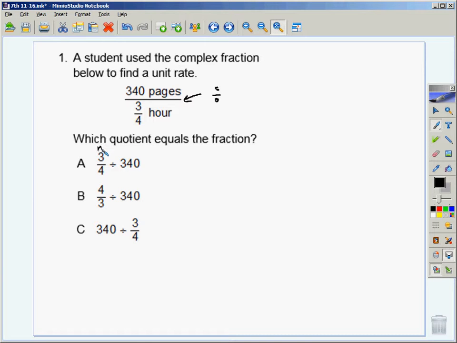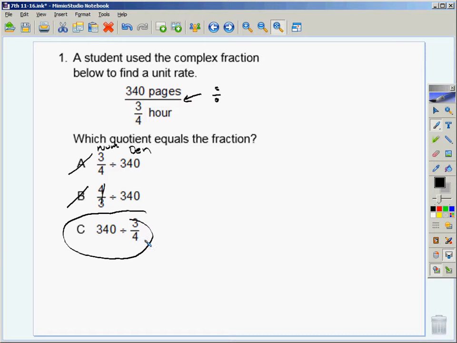This would be the numerator. This would be the denominator. It's not that. This one is 4/3. It's not even written the right way. It's not that. This is 340 divided by 3/4.